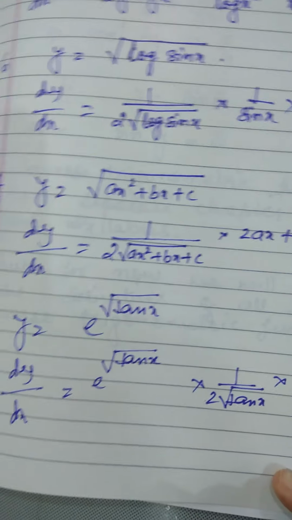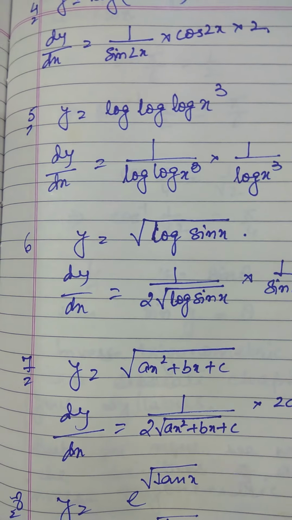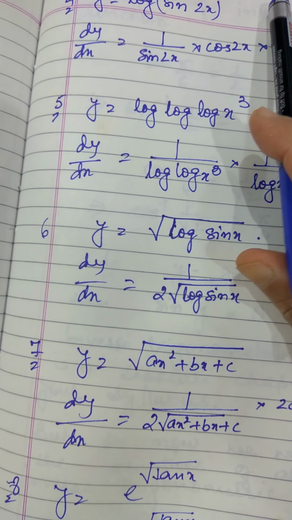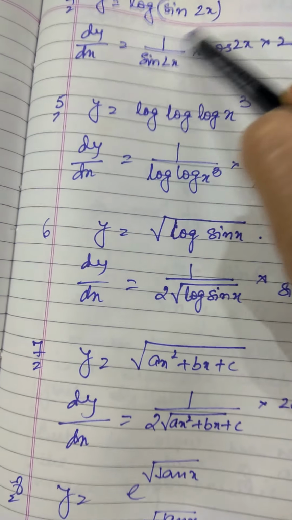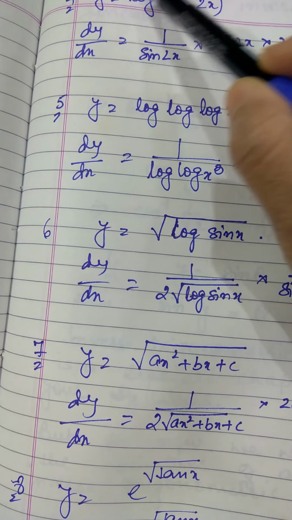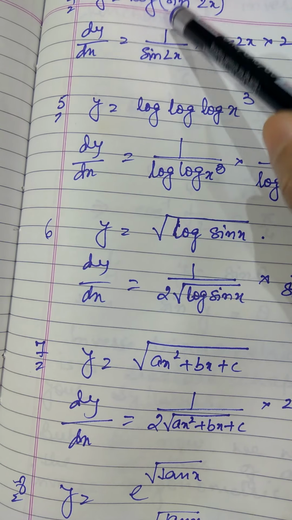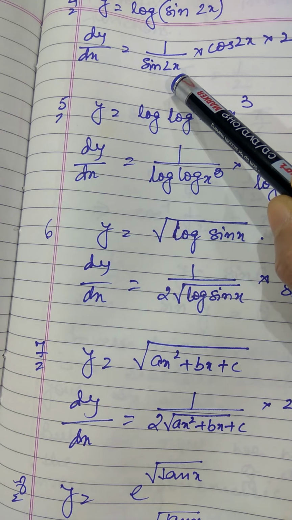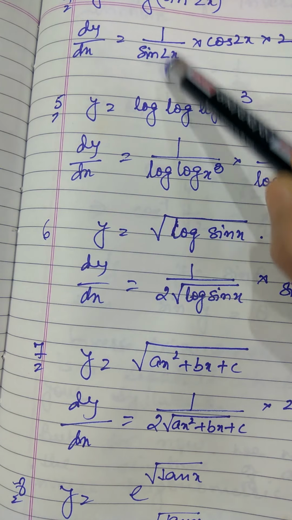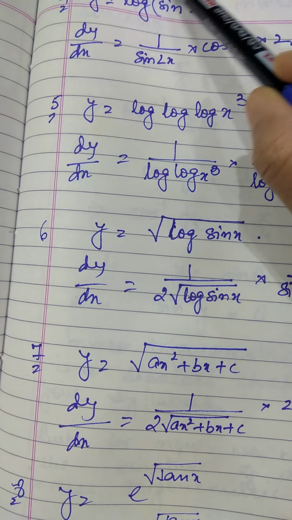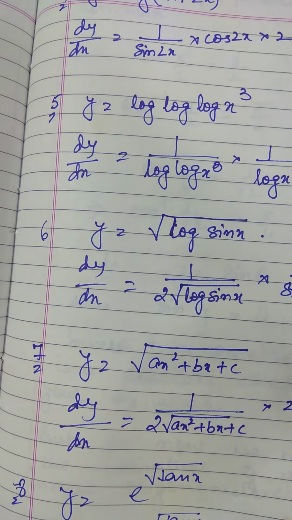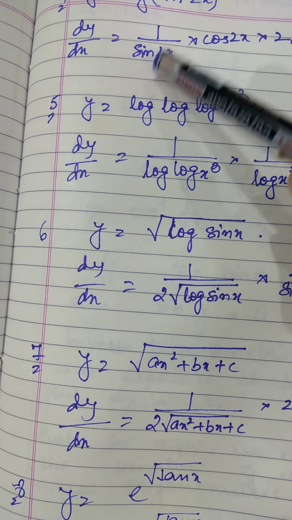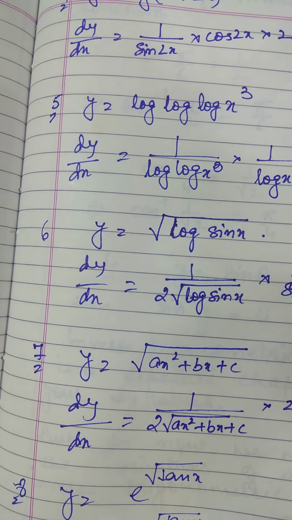Another example. Now we'll do it directly. y is equal to log sine 2x. First we will differentiate log sine 2x. So it is log t, take sine 2x as t. So this is 1 upon sine 2x. Log sine 2x, this is log t. So 1 upon t into derivative of sine 2x, which is cos 2x, and derivative of 2x is 2. So this is finally the answer: 1 upon sine 2x into cos 2x into 2.